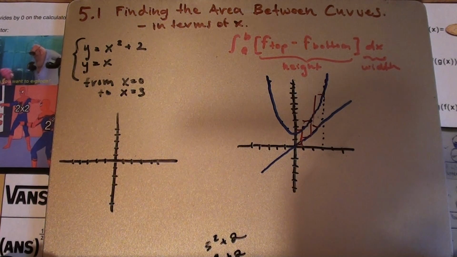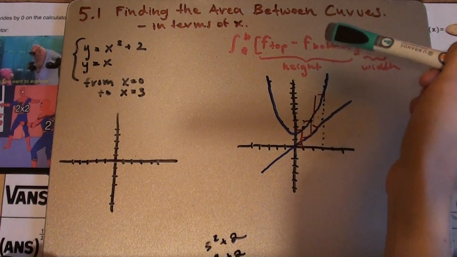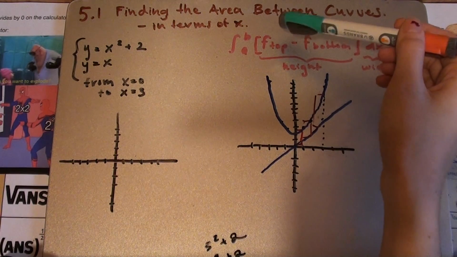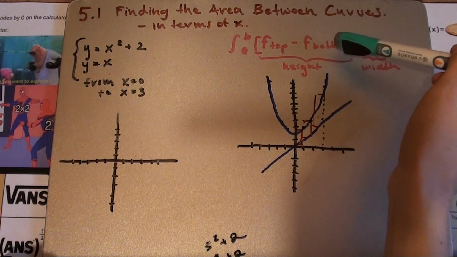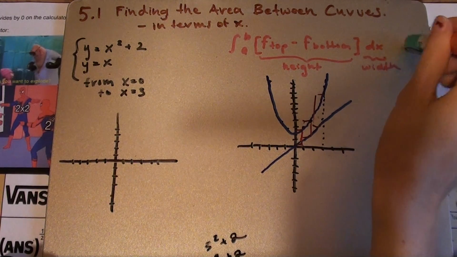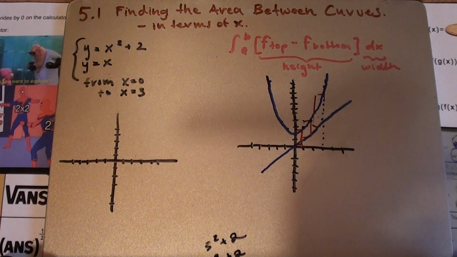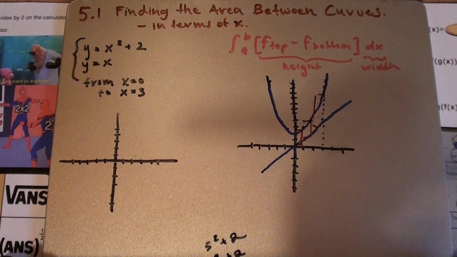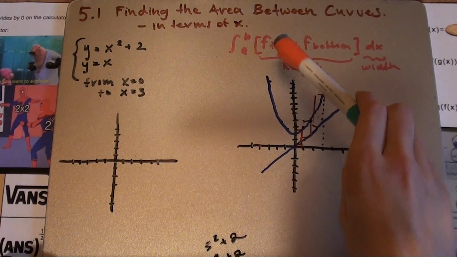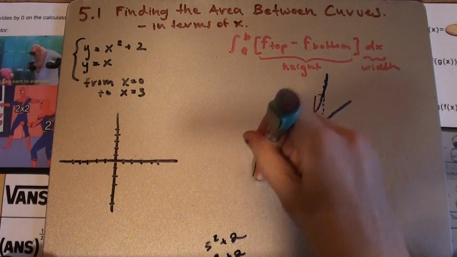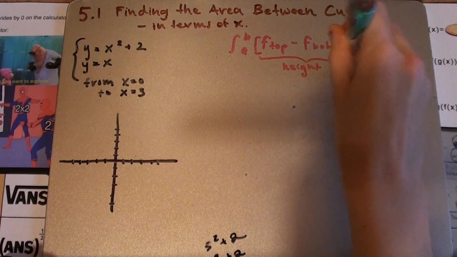So with that in mind, we can see how our formula when we use integration is very similar to that. We're taking our function on top and subtracting out our function on the bottom and multiplying it by our width, which is our dx, an infinitely small width. And then when we integrate it, we'll be able to get our area, as we've seen in the past. But we need to remember we have to take our top function and subtract out the bottom. So let's see how this all works out using integration.